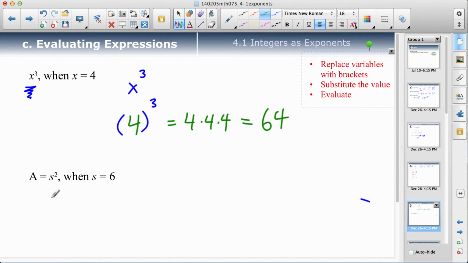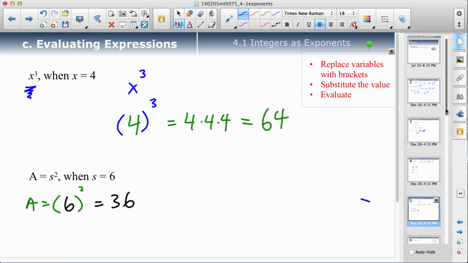Here's another one we can try. Area equals s squared. So this would be an area of a square, when s is 6. So area is equal to s squared. Now I go back in and I plug in whatever s was. They're saying it's a 6. So 6 squared is equal to 36. Okay?